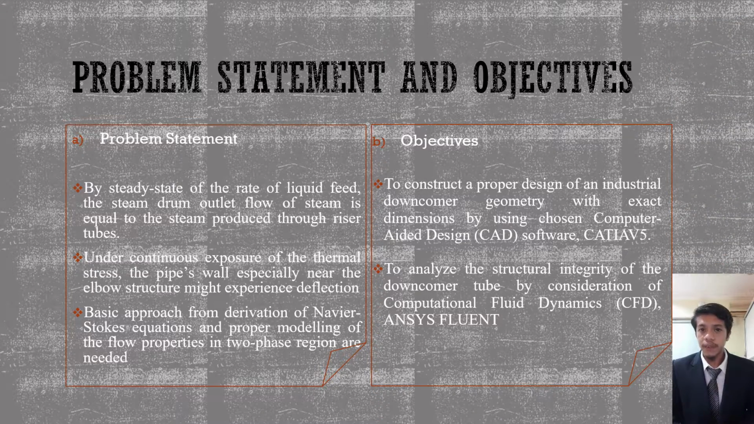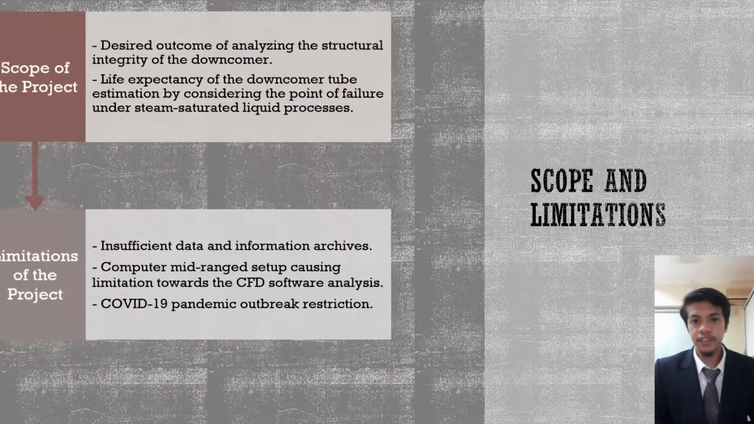Hence, the objectives of the study are as follows. First, to construct a proper design of an industrial downcomer through a chosen CAD software, which is the CATIA V5 program. Next, to analyze the structural integrity of the downcomer tube by consideration of CFD software ANSYS Fluent, as well as analyzing the temperature profile, the velocity streamlines, structure total deformation, equivalent von Mises stress, and equivalent elastic strain. With that being said, let's move on to the scope and limitations of this project.